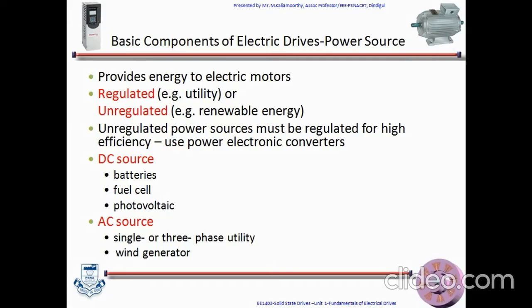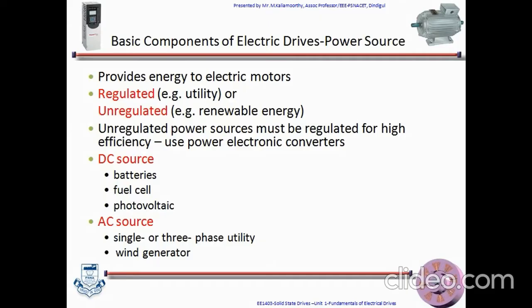This is the major source which provides energy to the electric motors. The output of the power source may be regulated, for example a utility, or it may be an unregulated supply, generally from renewable energy sources. Unregulated power sources must be regulated for higher efficiency before being fed into the motor. Generally, converting an unregulated power source into a regulated one uses power electronic converters.